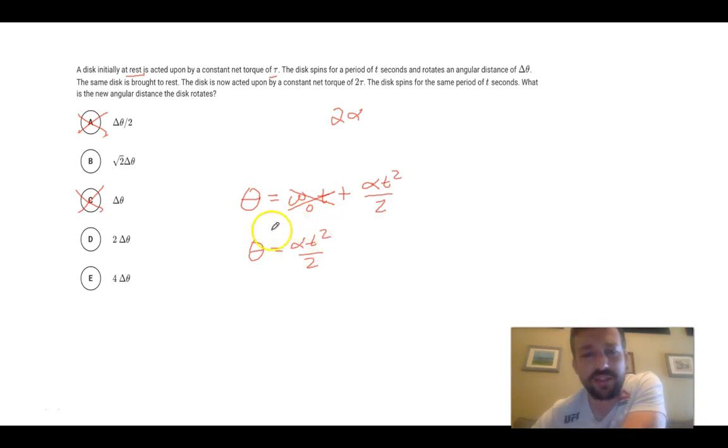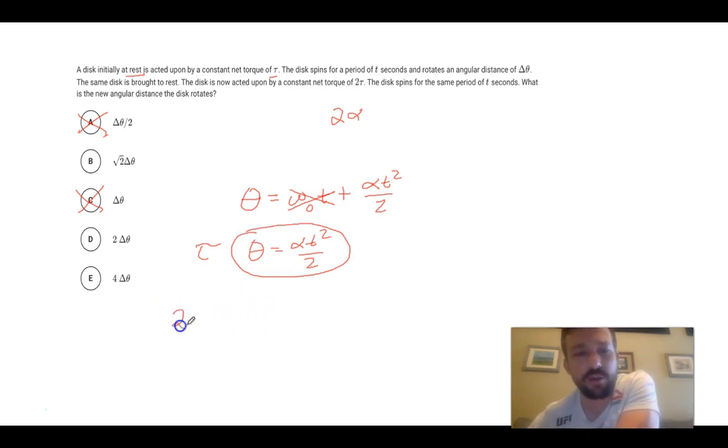So this is how fast, let's say this is with just torque, that's how much it moved. Okay, let's say we apply 2 torque. So it'd be 2 alpha, because it's accelerating twice as fast, for the same amount of time, divided by 2. Well, it looks like it's the same thing here, yeah? But we multiplied it by the number 2. So it would rotate 2 theta more. So it would be D.